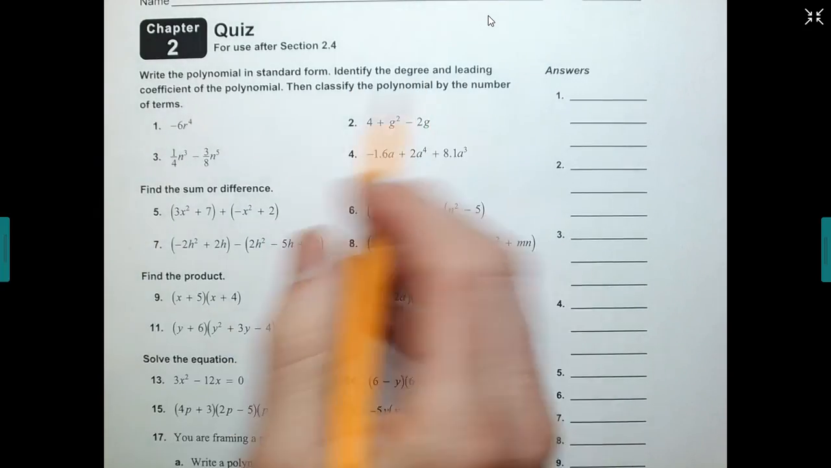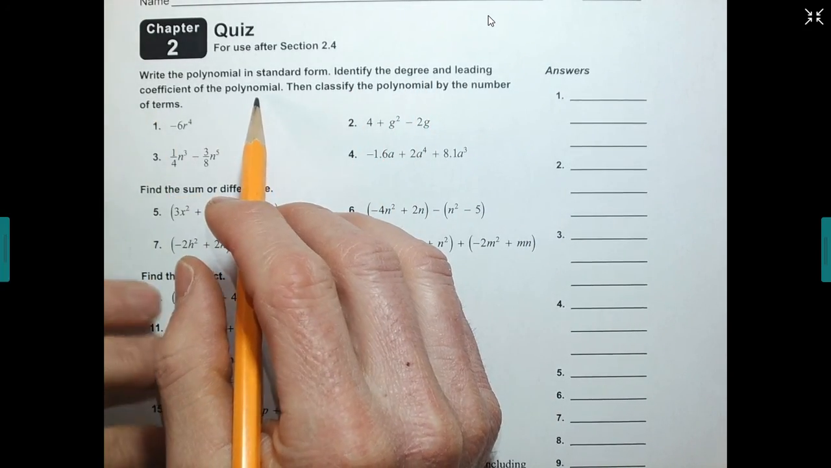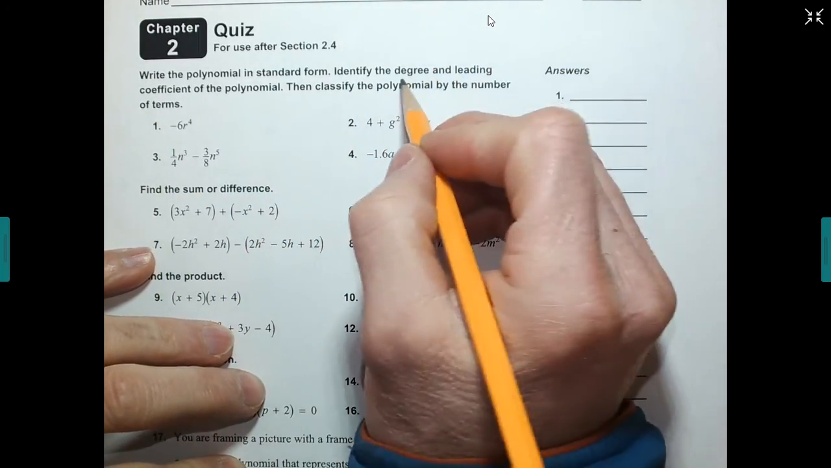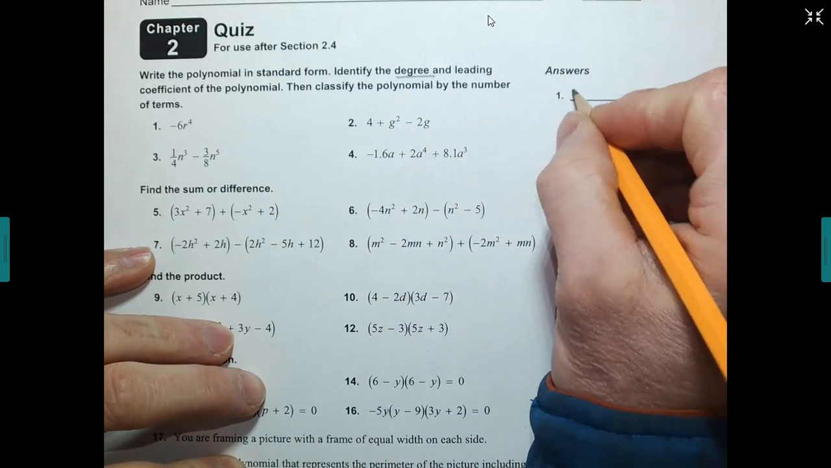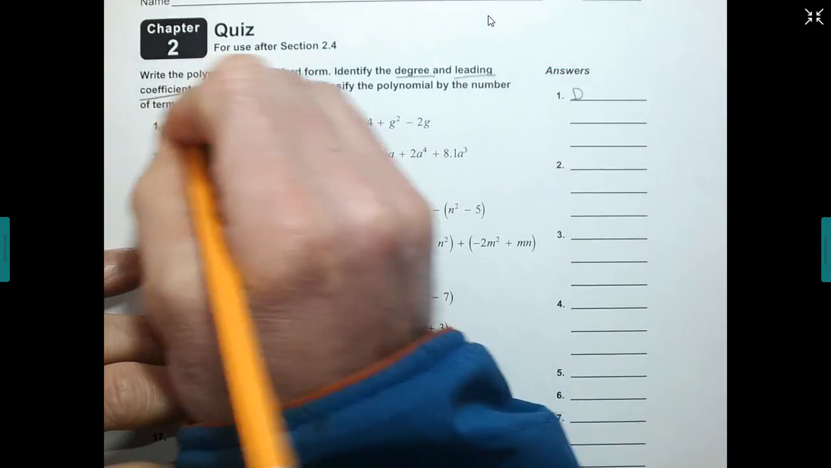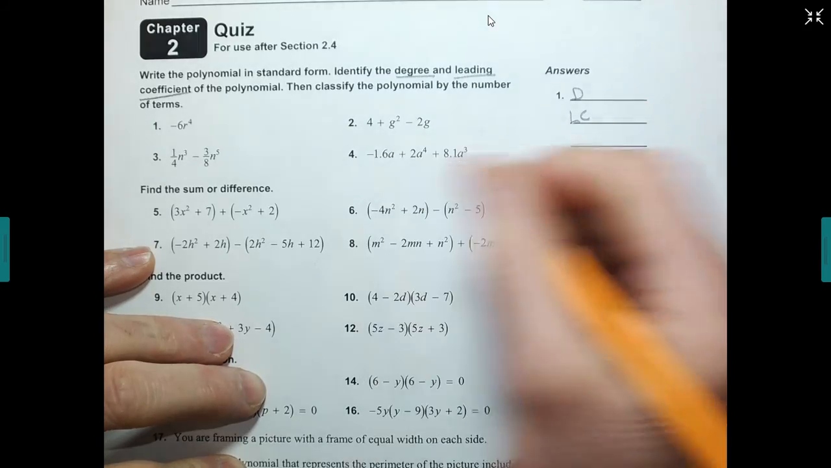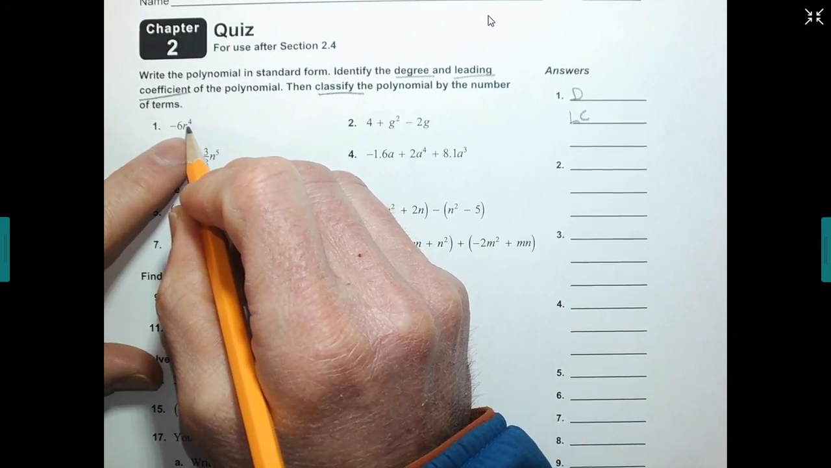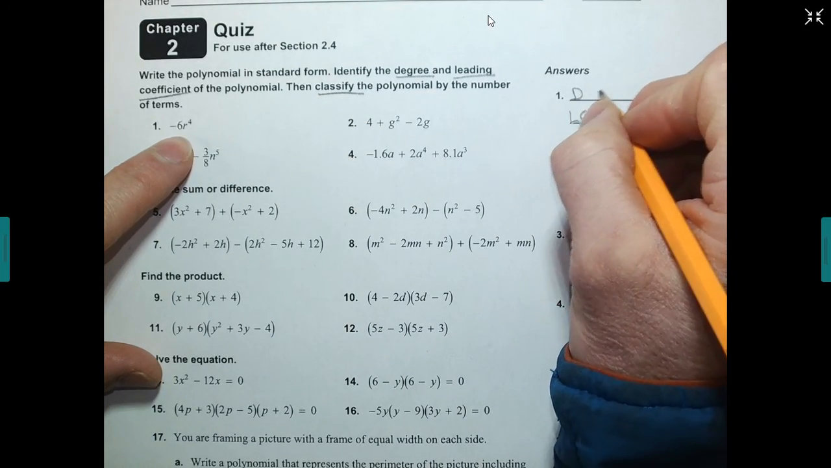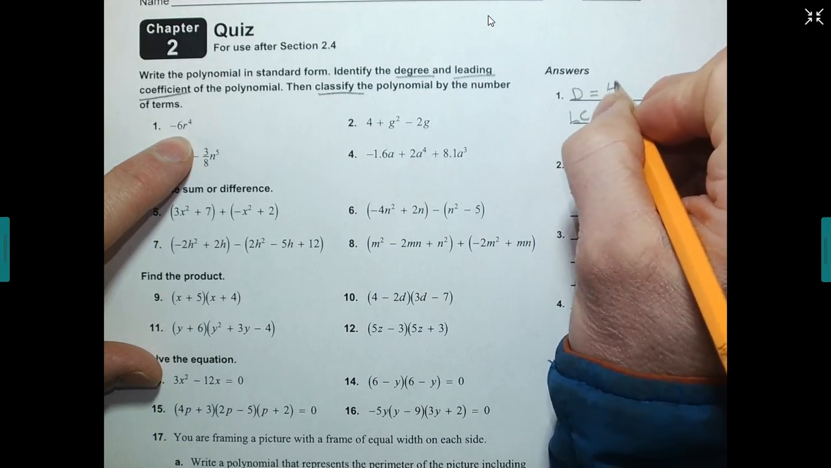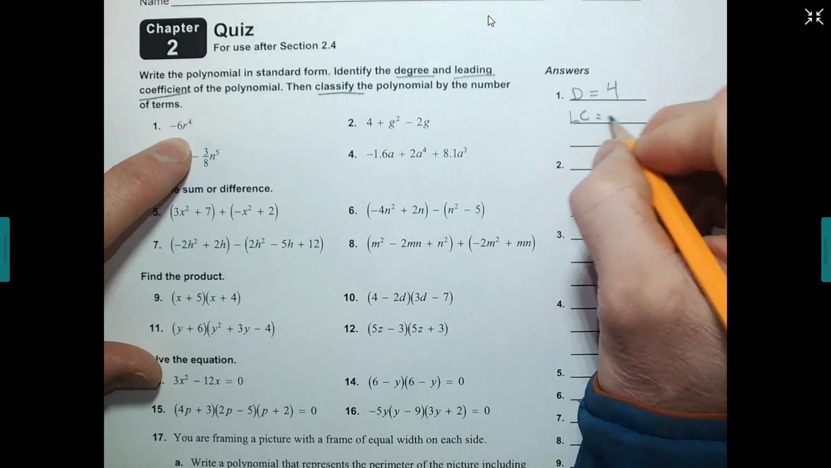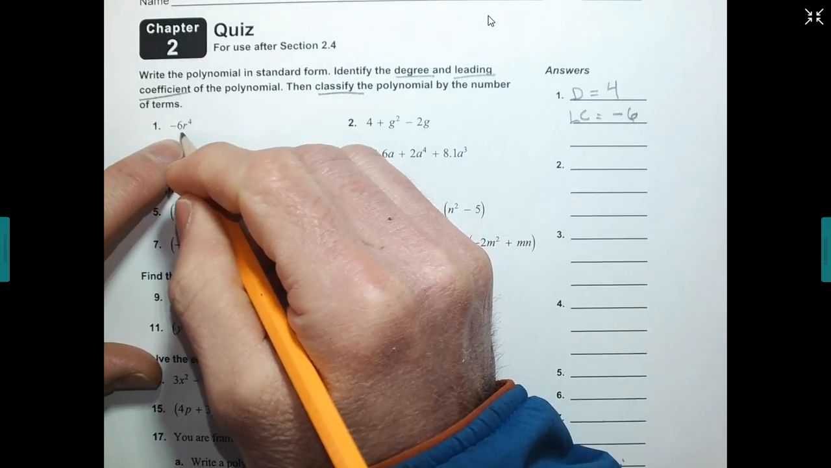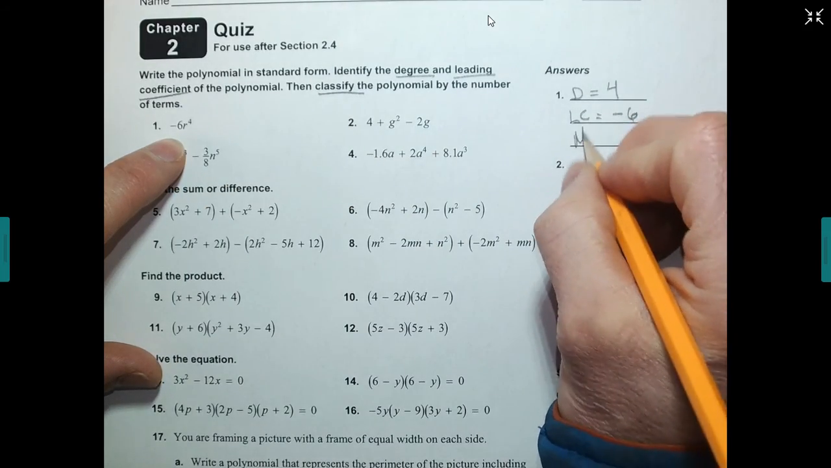Identify the degree, leading coefficient of the polynomial, and classify. So we need degree, we need leading coefficient, and we need the classification. So this one we have a degree of 4. The leading coefficient is -6, and it is a monomial.